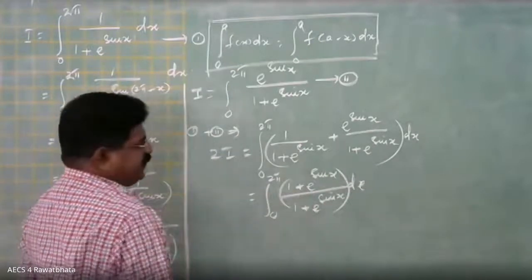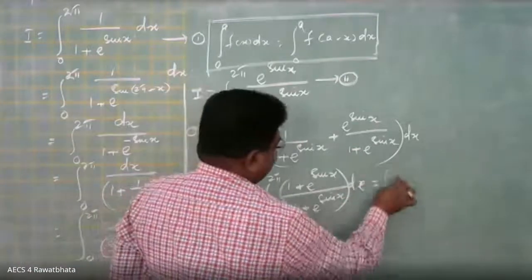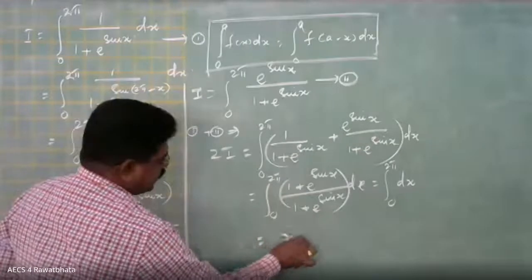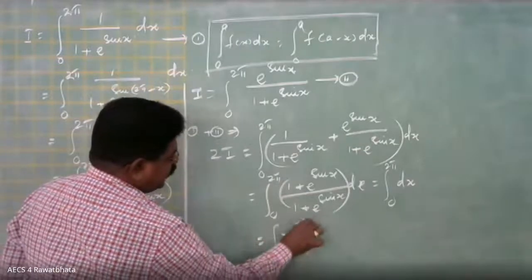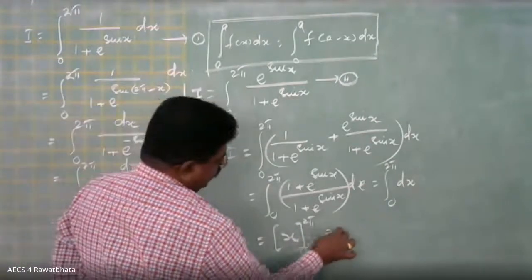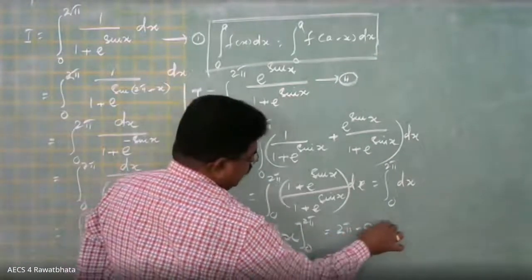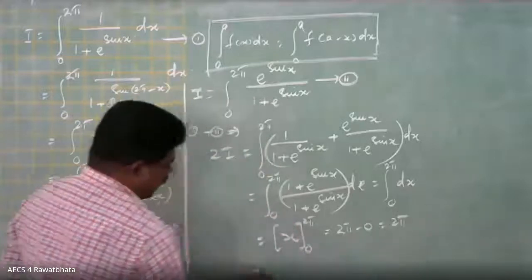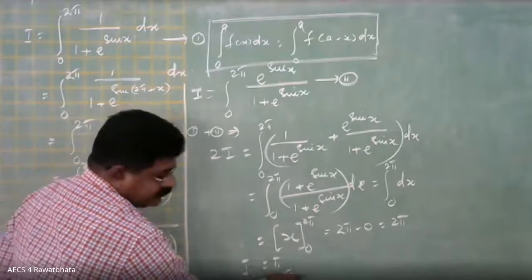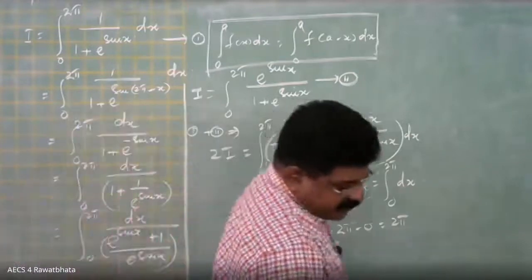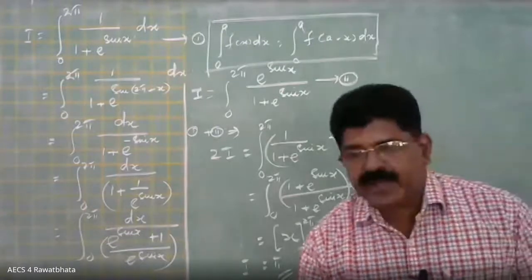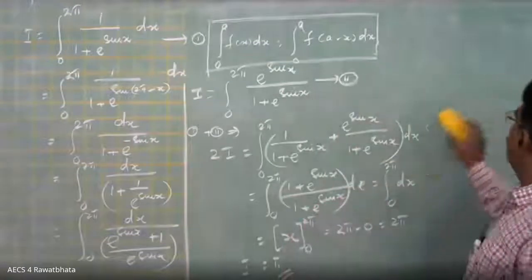Got it? Now it is very simple. This is equal to the integral from 0 to 2π of dx. What is that? x, with limits 0 to 2π. Correct? So now apply the limit: 2π minus 0, that is equal to 2π. So what about I? I is equal to π. Got it? Okay? Yes. Very good. Many of you gave the answer.